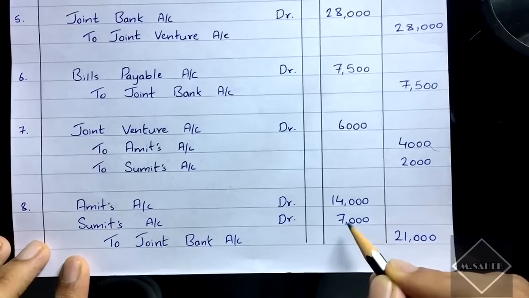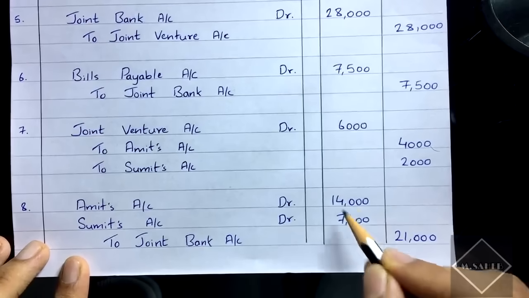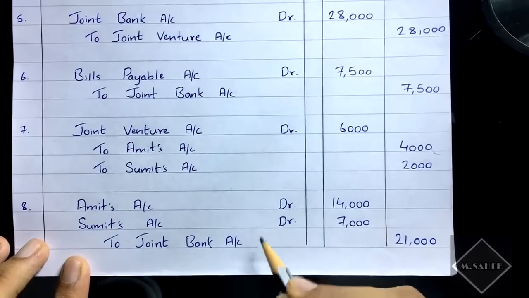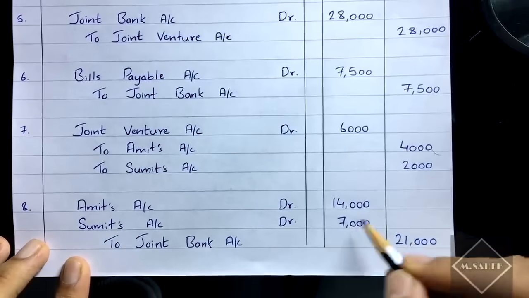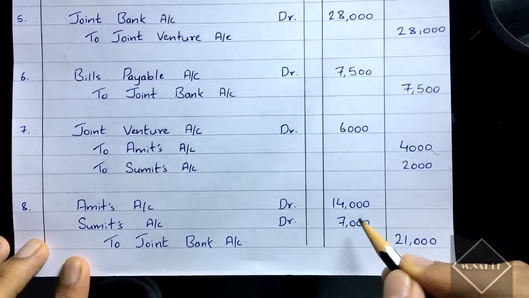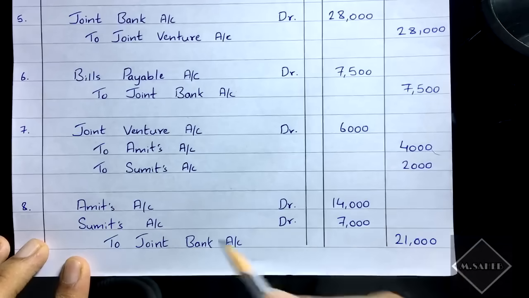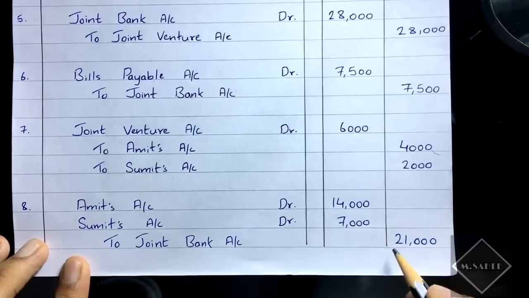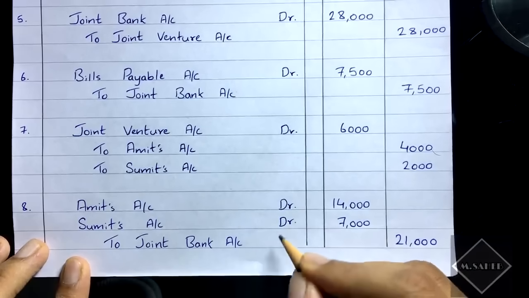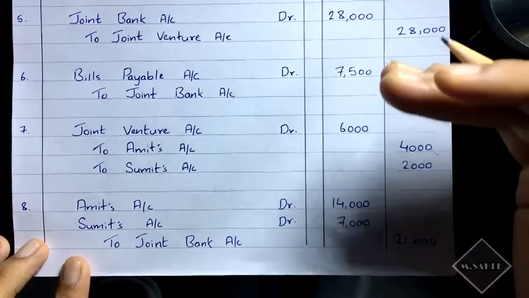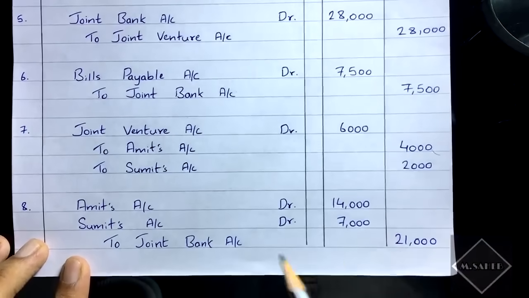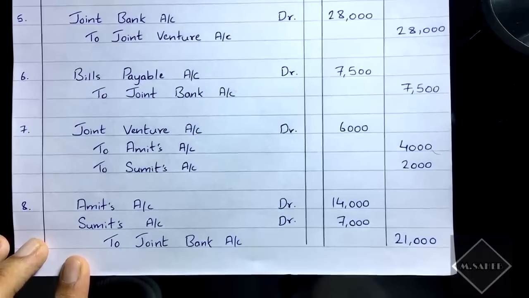So now from where will this money come? Of course, this money is in the bank account. The bank balance will get decreased because this money was in the bank account. Now they are taking that money in cash form to their homes. So now their accounts will get debited and the joint bank account will get credited because the balance is decreasing. The asset is decreasing because the bank balance is getting to zero. So 21,000 will be credited.